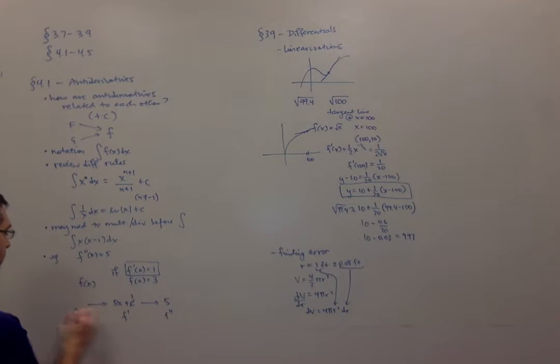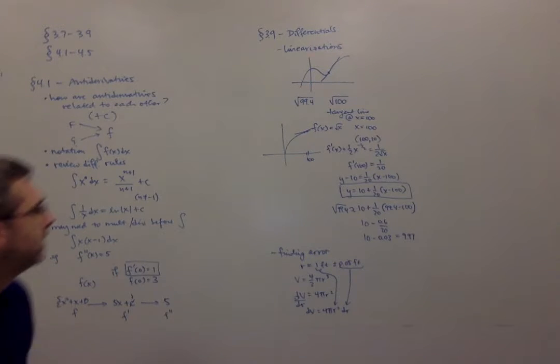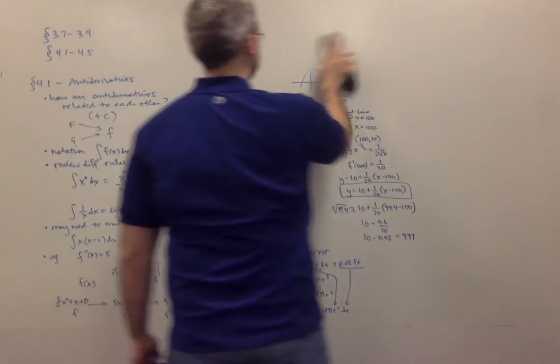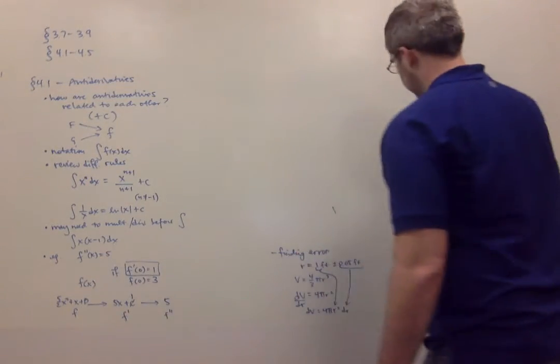And then you use that information to back up and say, okay, there's some other constant here. What should that constant be based on this information? So that's, again, some problems that we did when we were first talking about antiderivatives in section 4.1.